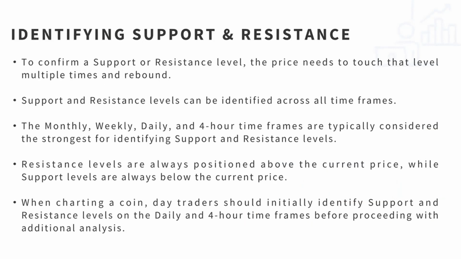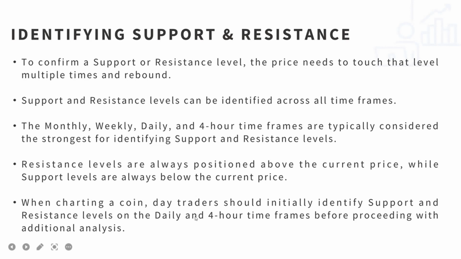How do we identify support and resistance? To confirm a support or resistance level, the price needs to touch that level multiple times and rebound. Support and resistance levels can be identified across all time frames. The monthly, weekly, daily, and 4-hour time frames are typically considered the strongest for identifying support and resistance levels. Resistance levels are always positioned above the current price, while support levels are always below the current price.